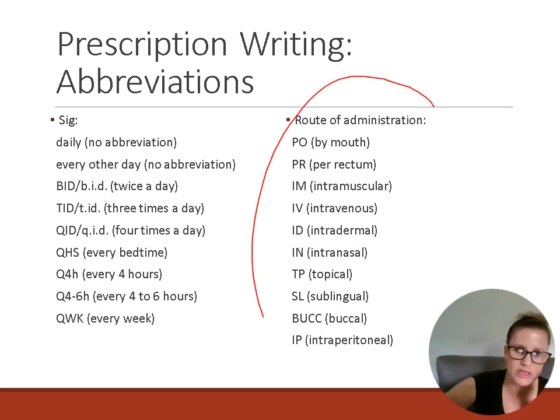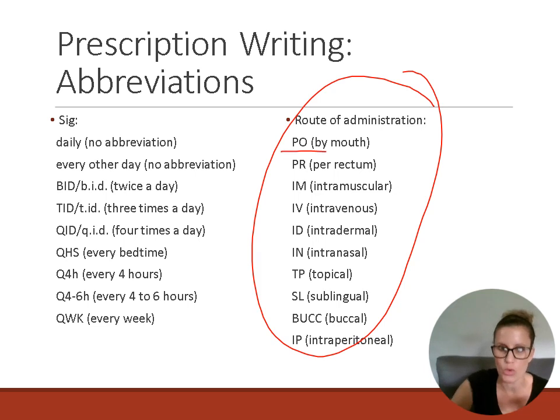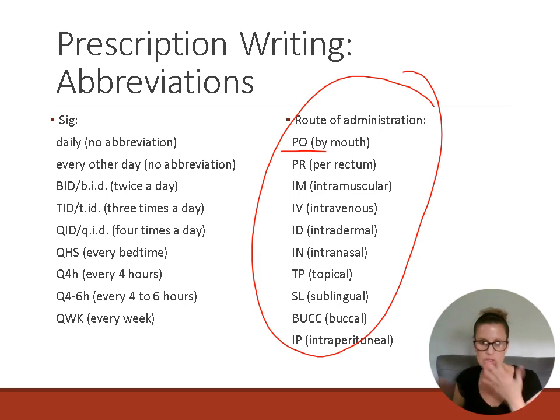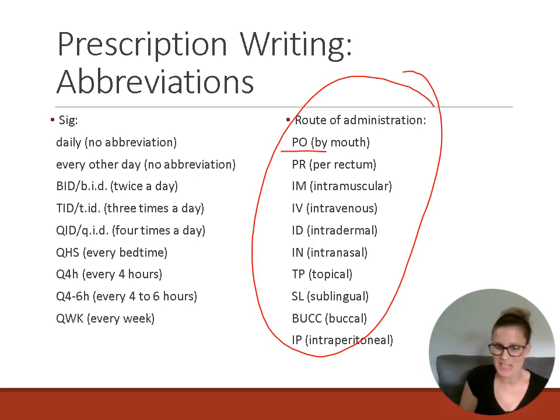Here are all of the route of administration ones. PO means per oral, so by mouth. PR, per rectum, so you're inserting something rectally. IM, intramuscular, so that's an injection. IV, intravenous injection. ID, intradermal injection. Intranasal, topical. Sublingual means under the tongue, so you let it dissolve slowly under the tongue. Buccal is in the cheek. Intraperitoneal, not as common, but that would be injecting into the peritoneal cavity.